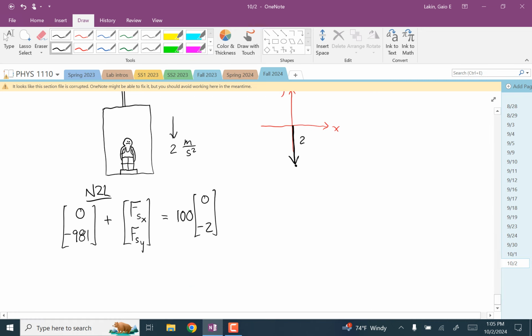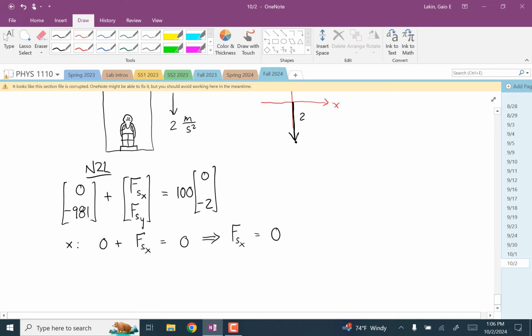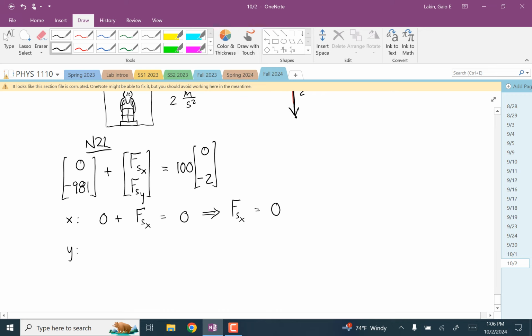And so we have the two equations again. The x equation says 0 plus Fsx is equal to 0. So Fsx is equal to 0. And the y equation says negative 981 plus Fsy is equal to 100 times negative 2, so negative 200. And if you do the algebra on this one, you get that Fsy is equal to 781 newtons.